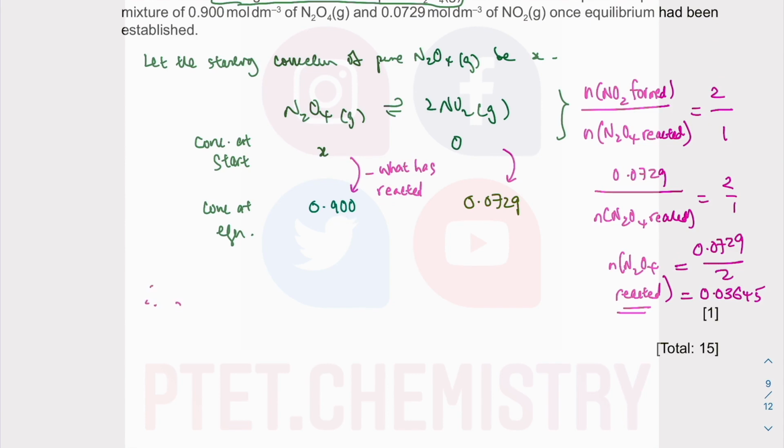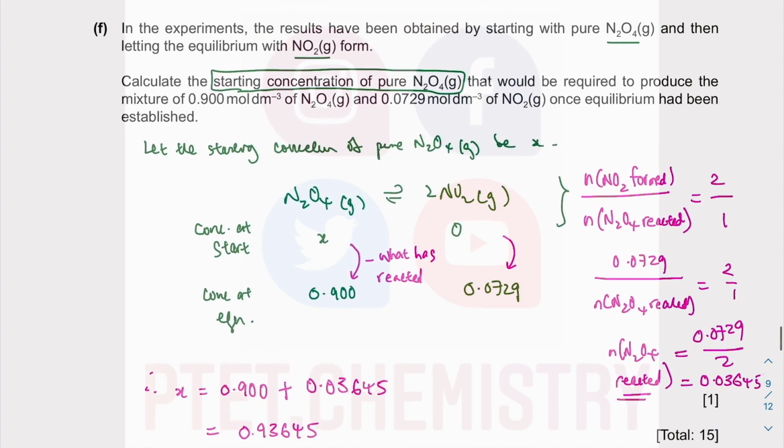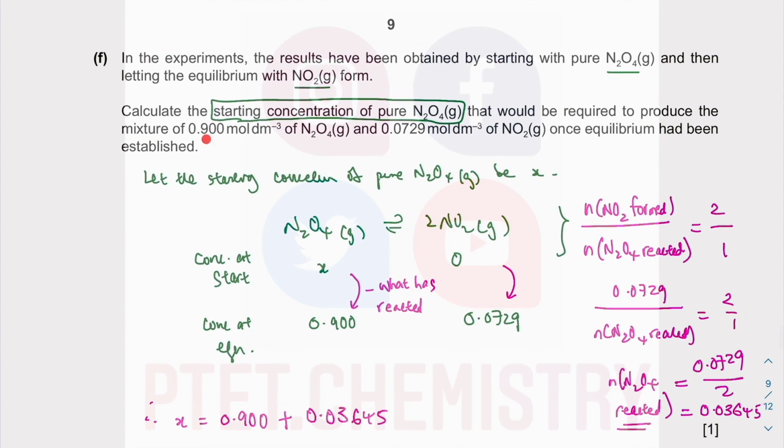So therefore, X is equal to whatever you have left at equilibrium plus whatever has reacted to give you the product. So 0.03645. I get this as the exact answer, but that is too many significant figures, whereas the data was only given to 1, 2, and 3 significant figures.